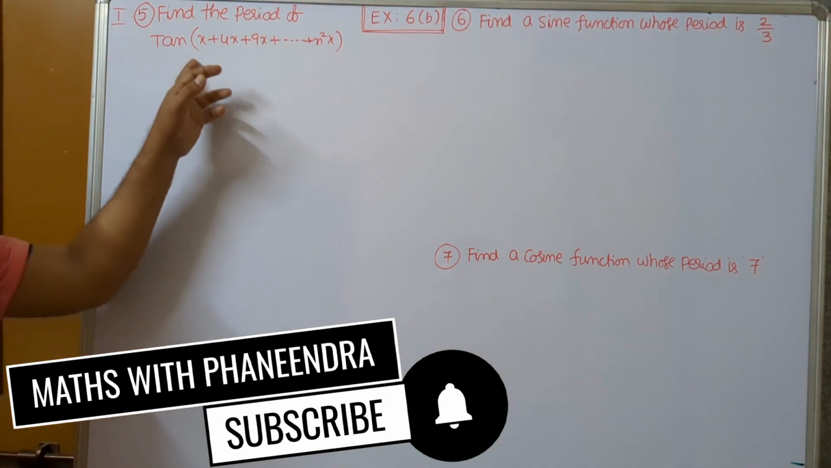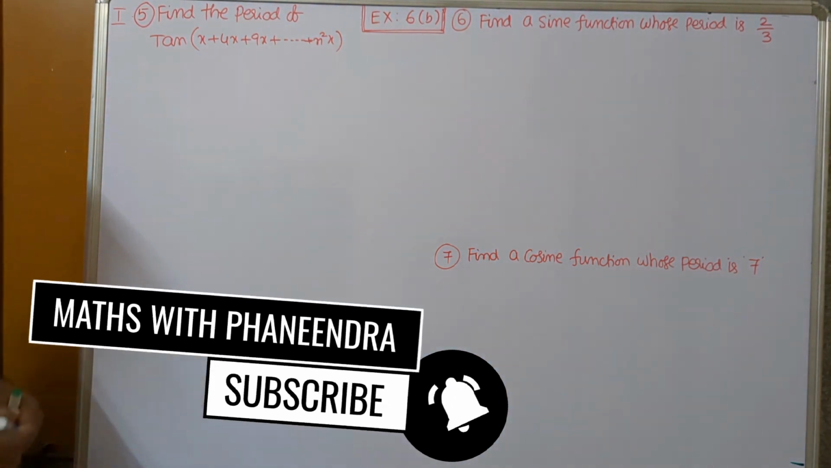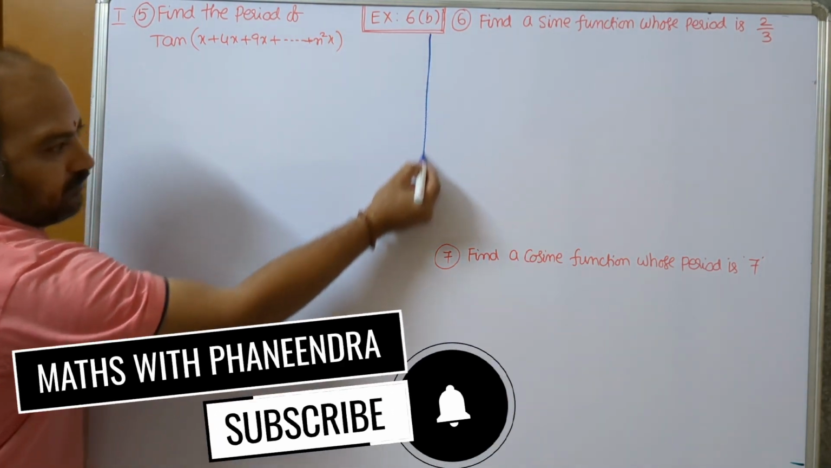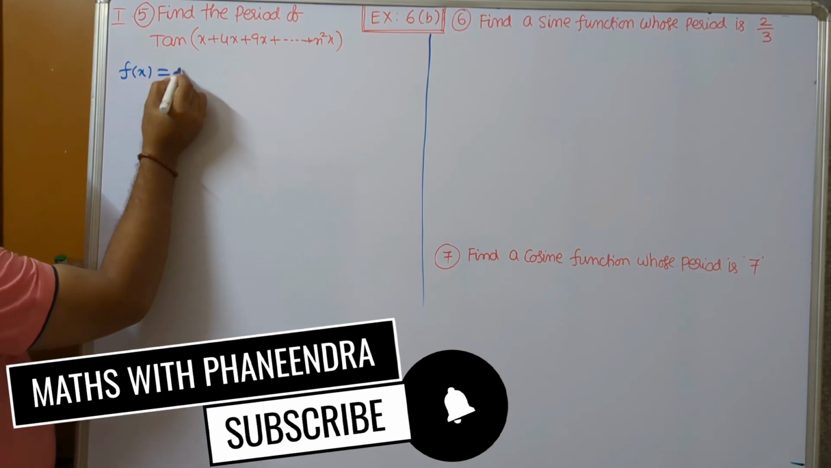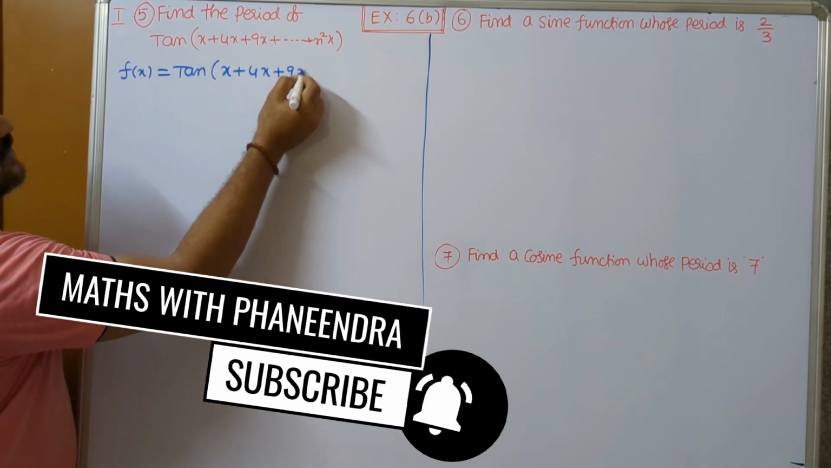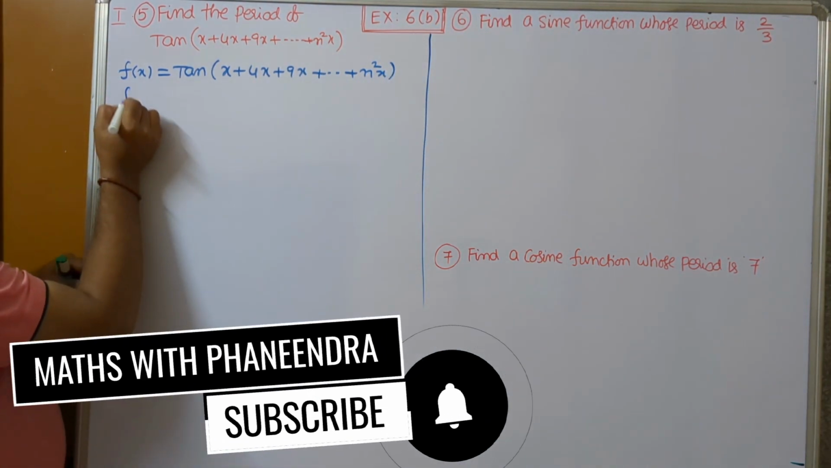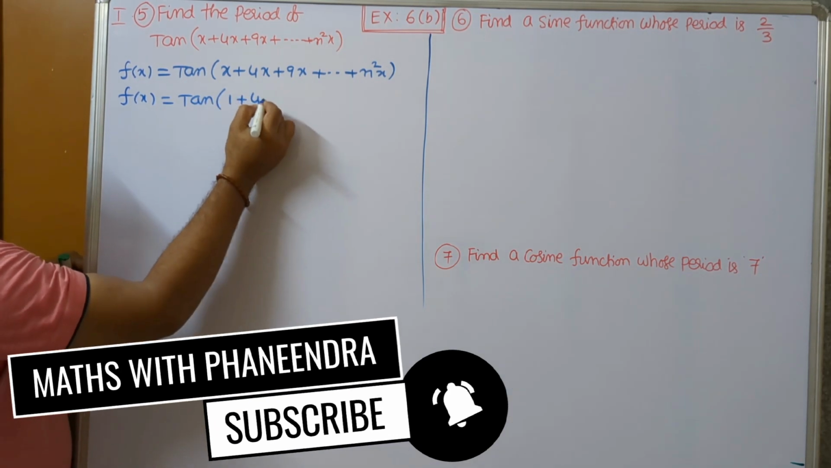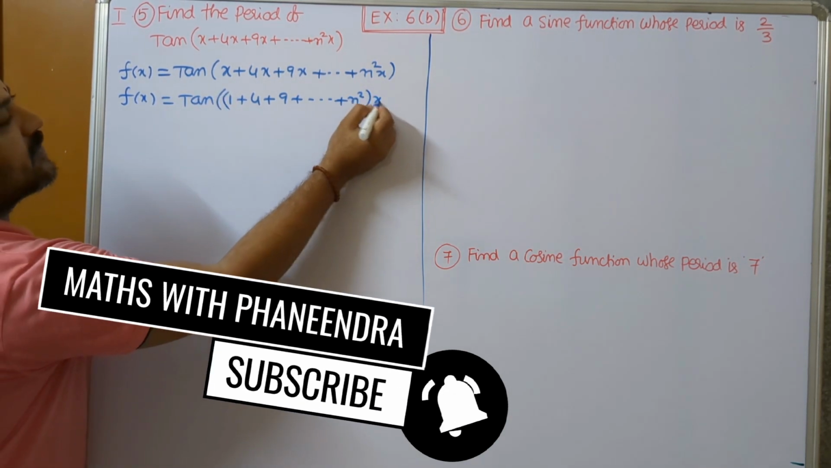The next question, they asked this type of question one time in the public exam, dear students. Find the period of this function. First you write the given function: f of x is equal to tan of (x plus 4x plus 9x plus and so on, n square x). So f of x is equal to tan of x taking common, (1 plus 4 plus 9 plus and so on plus n square) into x.